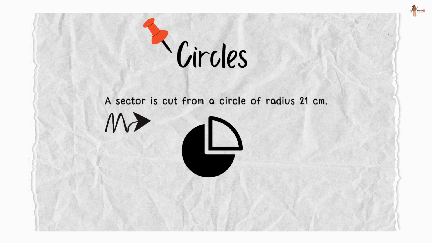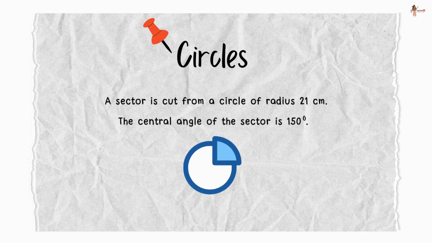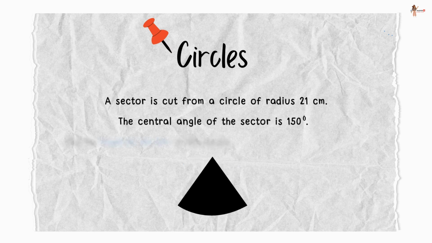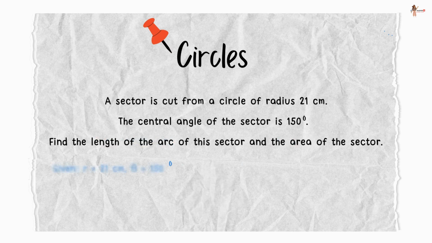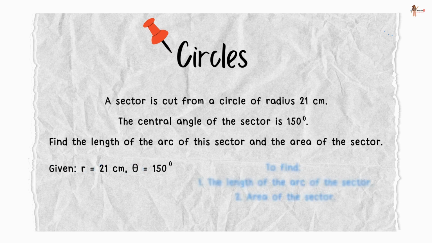A sector is cut from a circle of radius 21 centimeter. The central angle of the sector is 150 degrees. Find the length of the arc of the sector and the area of the sector. We are given that radius is 21 centimeter and theta is 150 degrees. We have to find the length of the arc of the sector and the area of the sector.